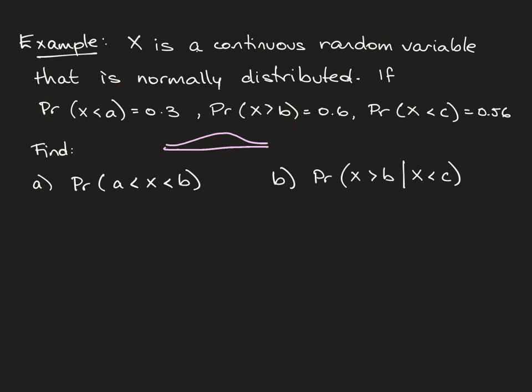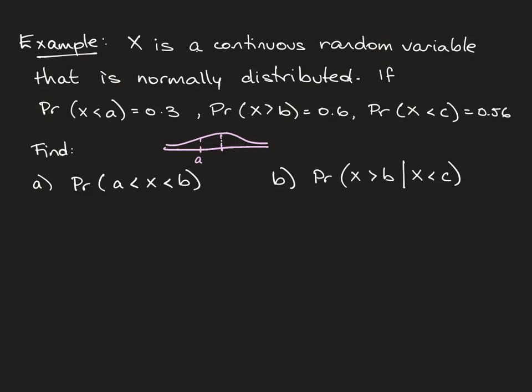Okay, so we know that the probability that x is less than a is 0.3, which means that a is going to be less than the median, because the median has a probability of 0.5, and the median is right in the middle. So it's my very accurate drawing. Our A value is going to be down here somewhere. That's going to be our A.